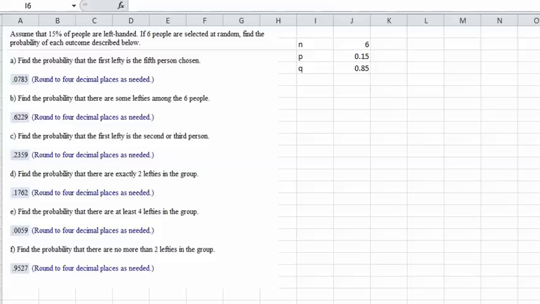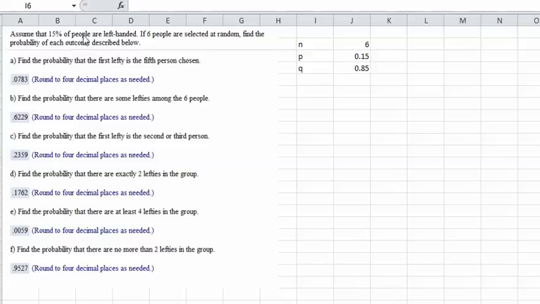Okay, looking at this problem, it says assume that 15% of the people are left-handed. If 6 people are selected at random, find the probability of each outcome described. And the first thing they ask is to find the probability that the first lefty is the 5th person chosen. So I want you to be careful when you read this, because it's actually combining both the geometric and the binomial. It depends which question you're looking at.